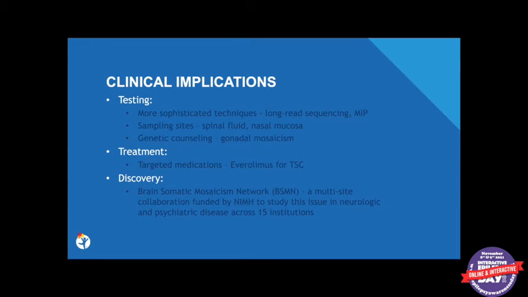And so there are a lot of really smart people working on this. They've actually combined forces into the Brain Somatic Mosaicism Network, which is funded by the National Institute of Mental Health to study this type of genetic brain disease across about 15 institutions across the United States, and not just for structural issues and epilepsy, but also for other psychiatric and neurologic diseases. Next slide.